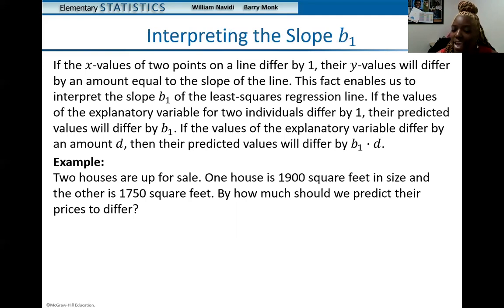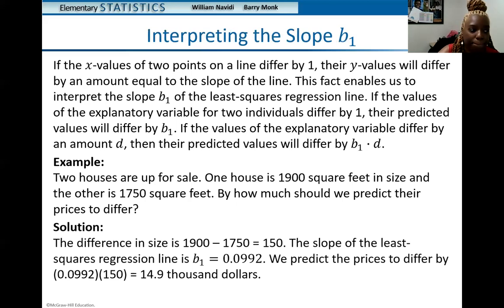All right. And they're going to differ by the amount of square footage, right? Because we know each square foot would add on so much more money. So by how much should we predict their prices to differ? The first thing we've got to do is figure out the difference between the square footage of each home, right? So take 1,900 minus 1,750, all right? Once we do that, we'll get 150, right?